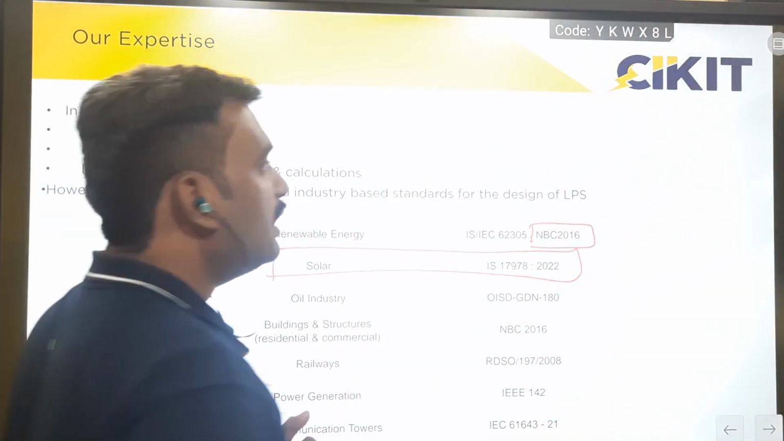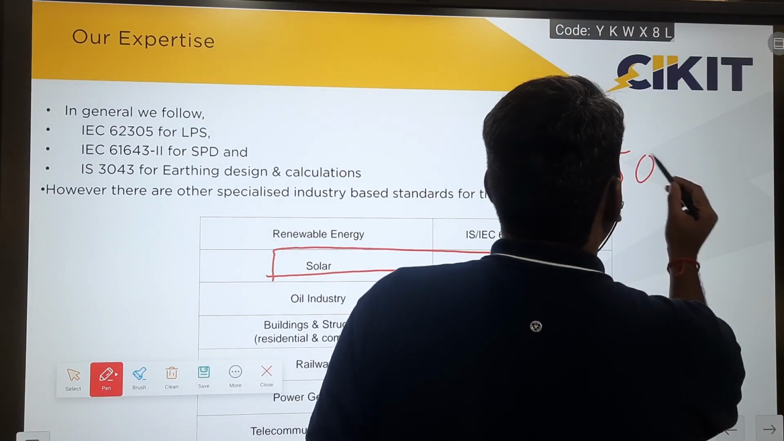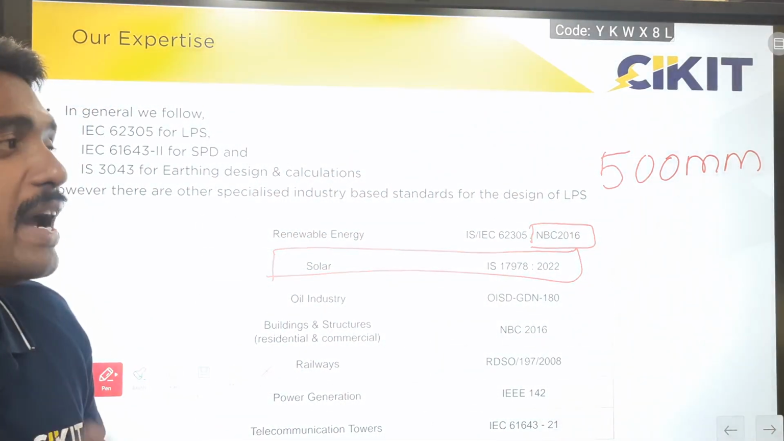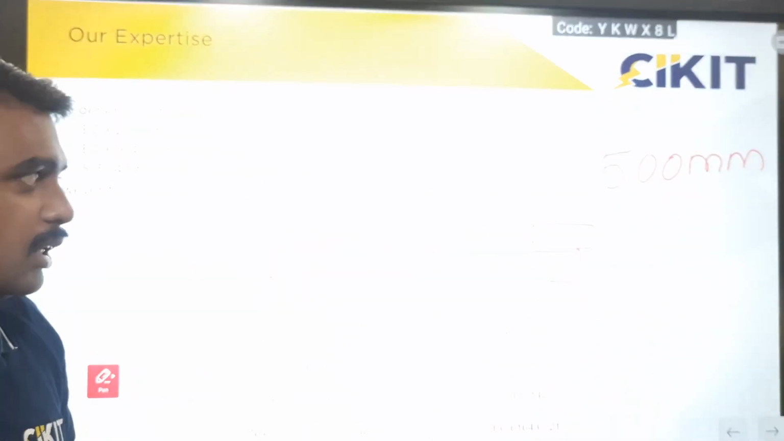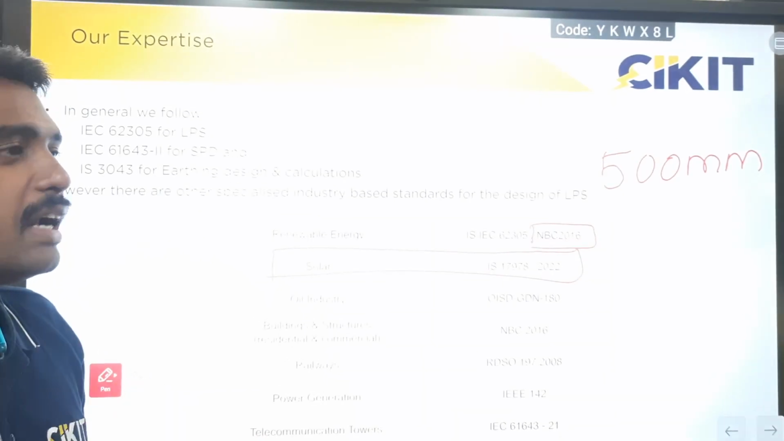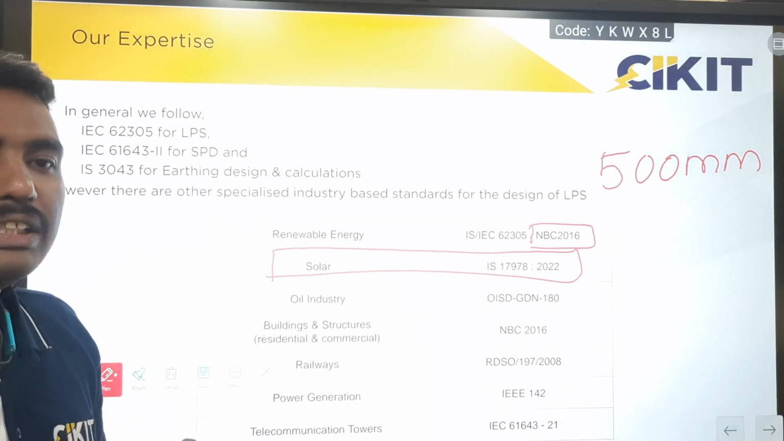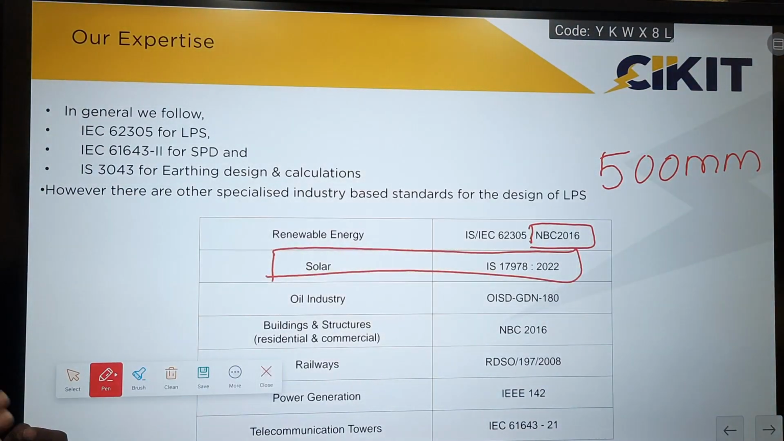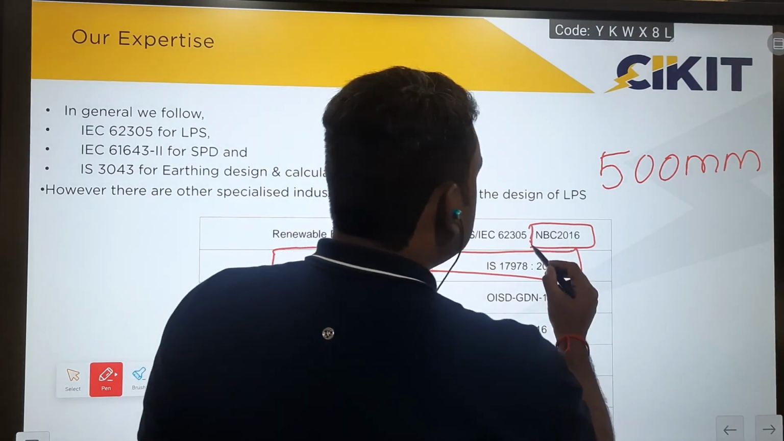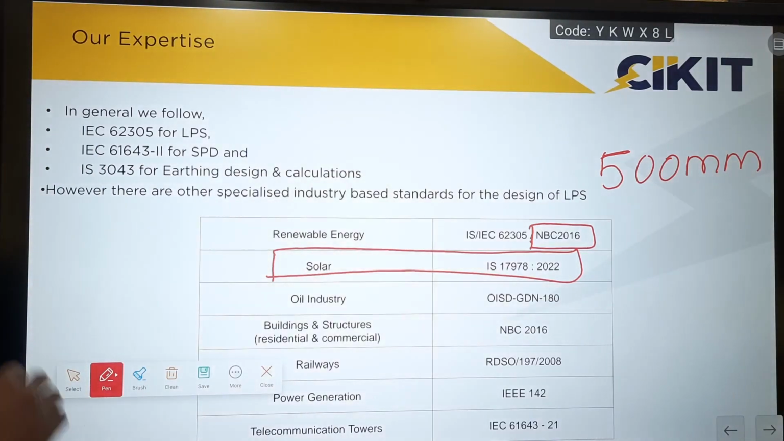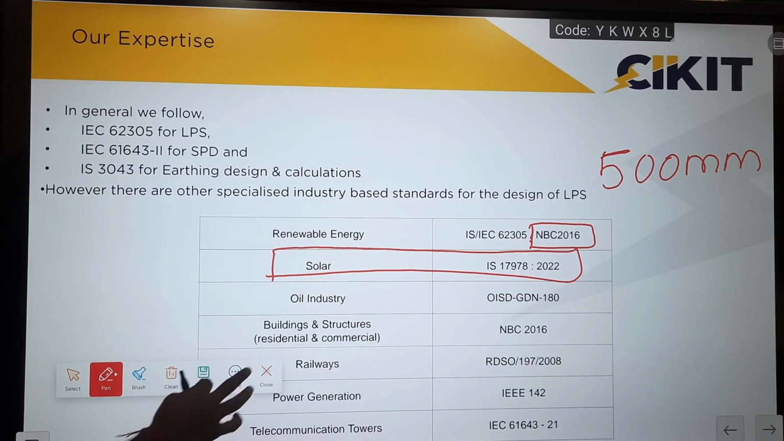In NBC 2016, they have provided limitations on the height of the air terminal. They have mentioned that the height of the air terminal can be only 500 mm above the panel to be protected, because if I increase the height of the air terminal, the shadow of the air terminal will fall on the panels and this shadow will affect the power generation. In order to provide protection, we should not hamper the power generation. So NBC has restricted the height of air terminals above the panels to 500 mm. We cannot increase the height further because of the shadows.